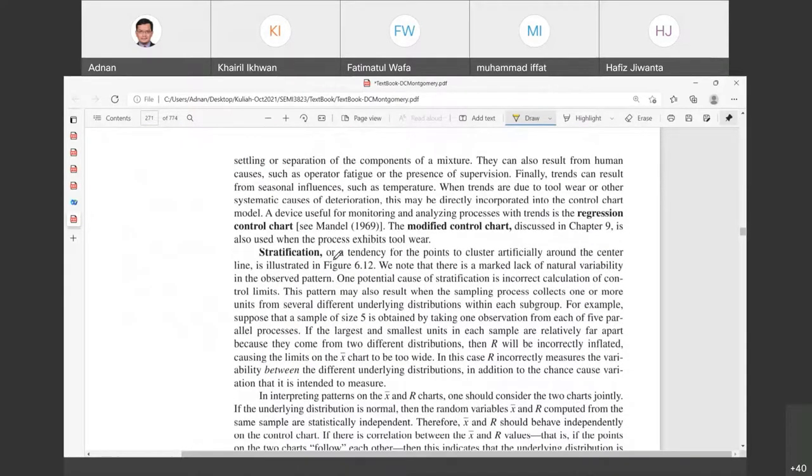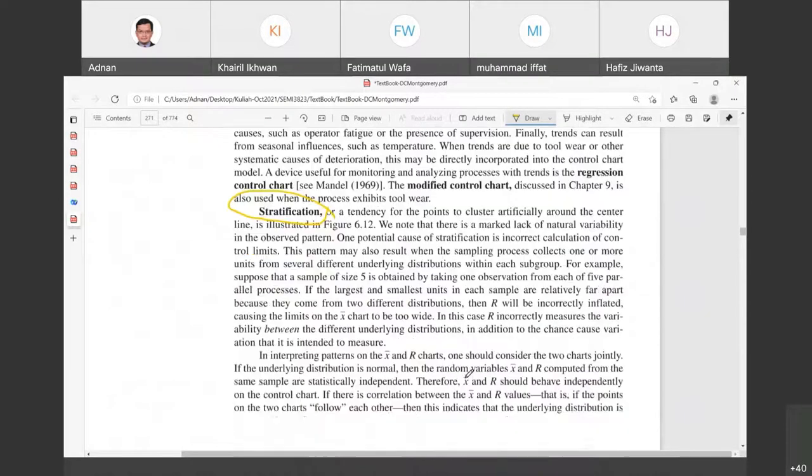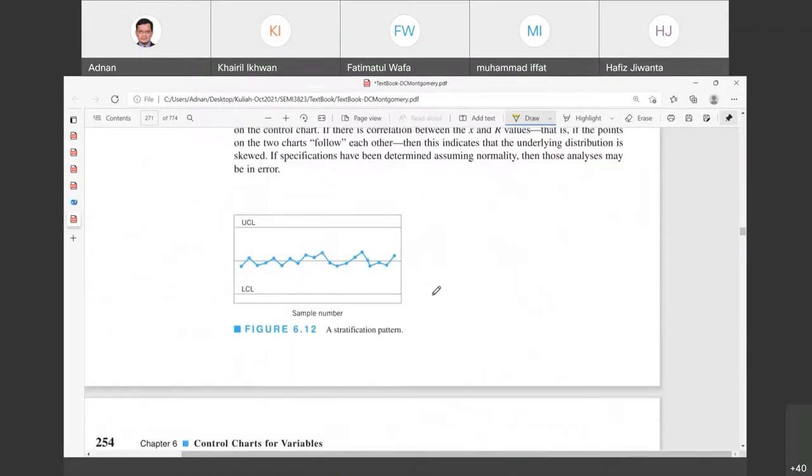There is a pattern we call stratification. Stratification is normally very close to the center line. So this is an example of a stratification pattern. This is the control limit. This control limit. So stratification happens very close to the center. So it looks good, but actually the process is having a problem. It looks very good because it is far from the control limit, but it is not showing natural variability.